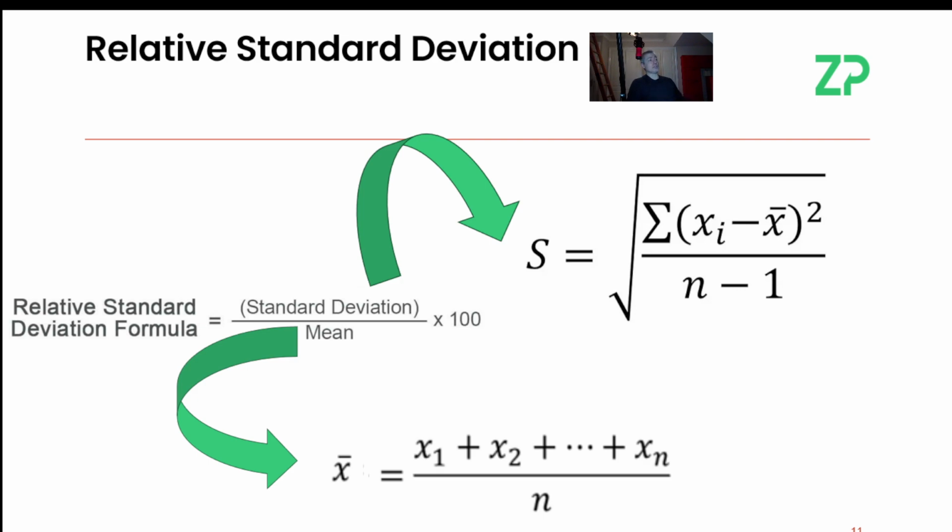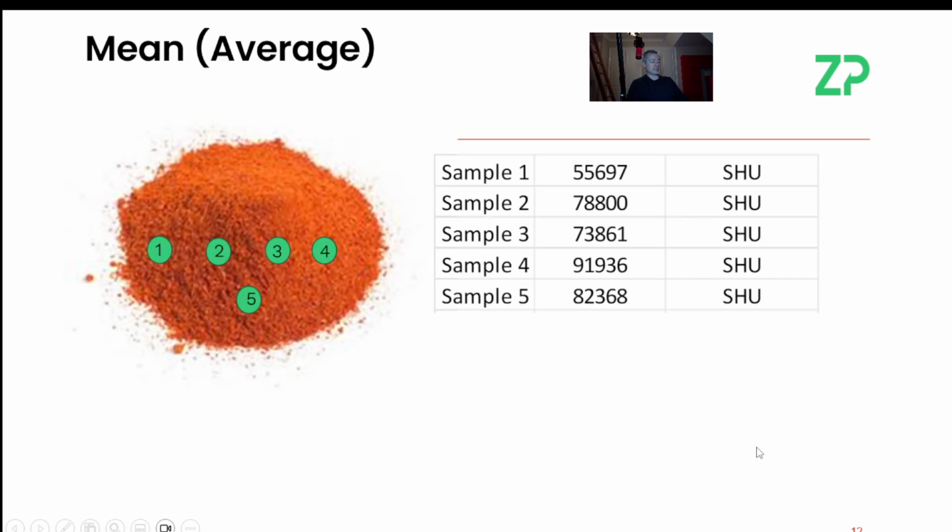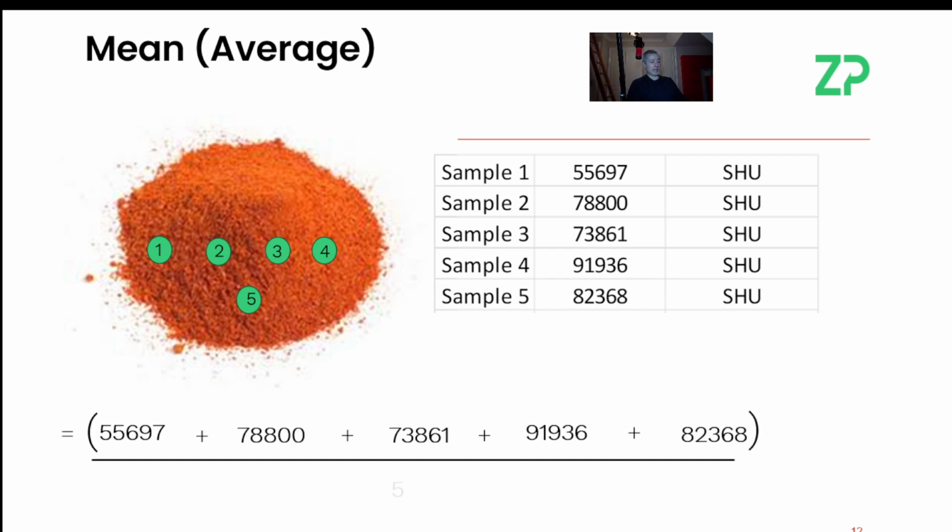I will also say that there's an Excel function for this, so you don't have to understand the equation, but if I go through the equation once in a manual way, follow it along, embed it, it'll help to increase understanding later on when we're talking about relative standard deviations with real samples. So for the mean, it's quite straightforward. Just add up all the values, divide by the total number of values or samples here, which is 5, and I end up with an average of 76,532 Scoville heat units.